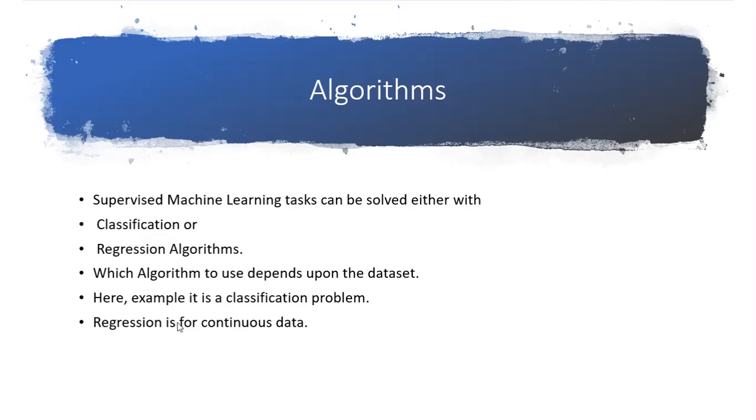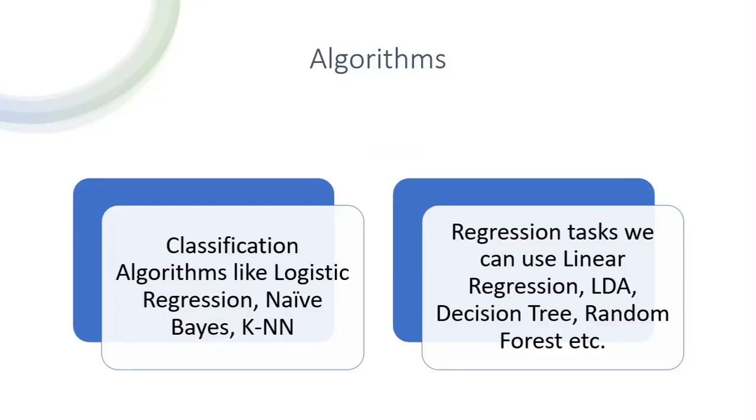Now, a little introduction about the algorithms. Classification algorithms include logistic regression, naive Bayes, k-nearest neighbor, and decision tree and random forest can also be used for classification problems. For regression, we commonly use linear regression, LDA, decision tree, random forest, and much more. There are many other algorithms also which are not listed here, but just to give you an introduction to classification and regression, it has been placed.